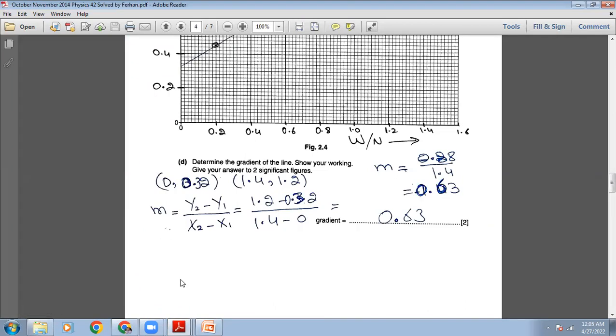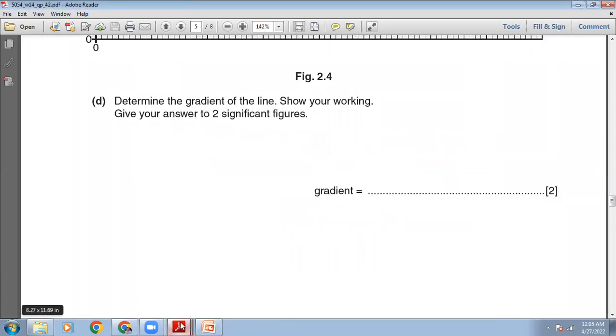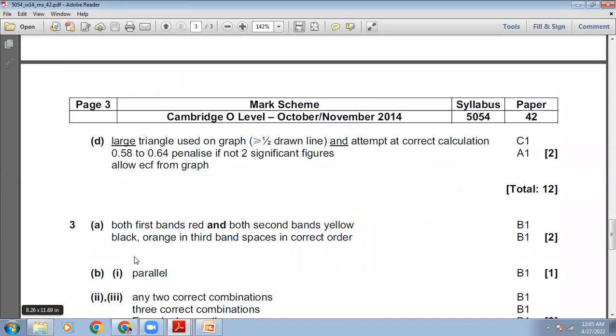Very simple. m is equal to y2 minus y1 divided by x2 minus x1. So 1.2 minus 0.32 divided by 1.4 minus 0. So it will be 0.88 divided by 1.4, and that will be 0.63. So the gradient is 0.63.